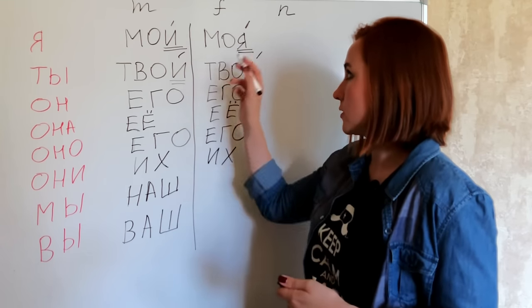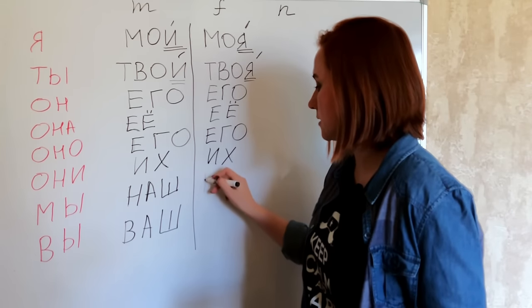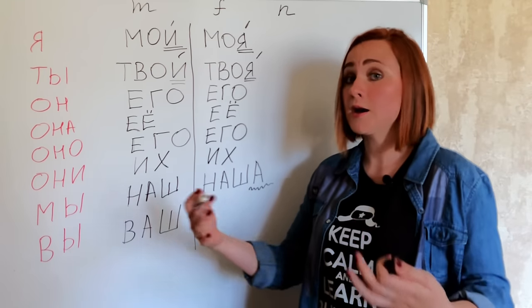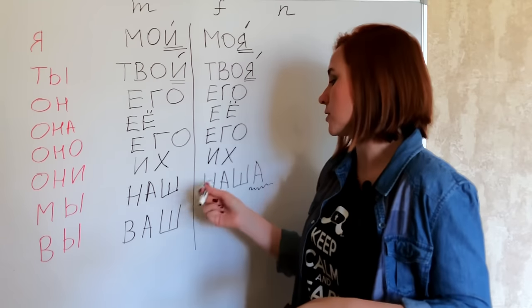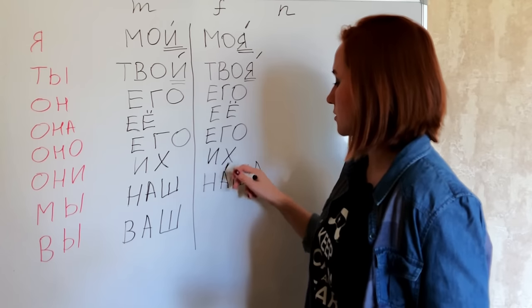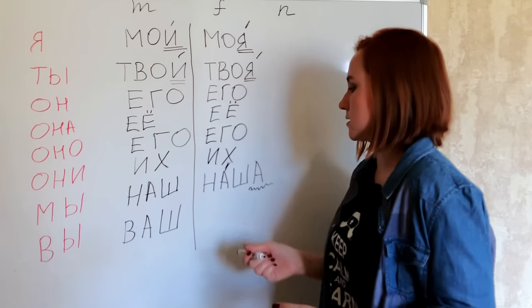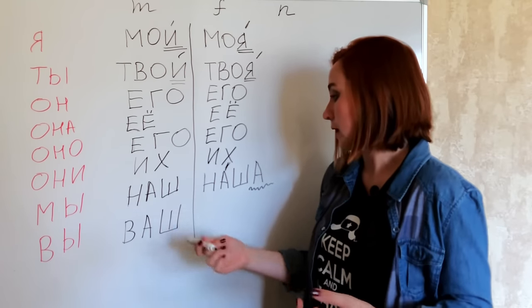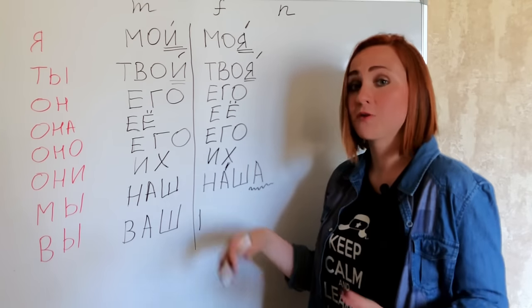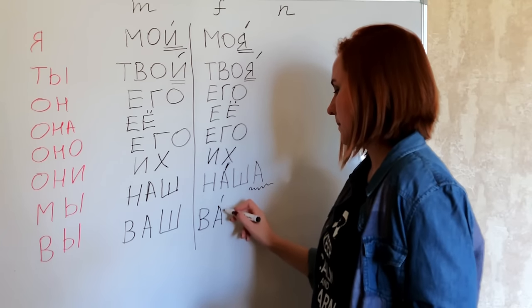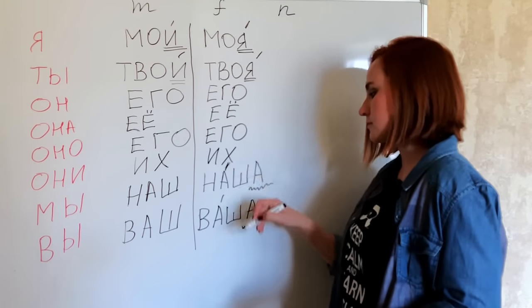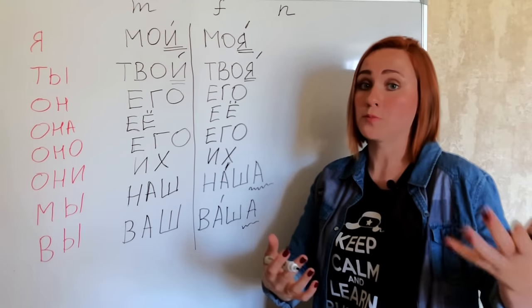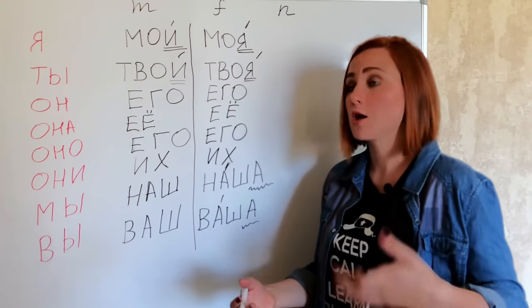And наш goes наша. Again, it's not that difficult to remember, because it's all feminine. Remember, а, я. Here the same rule. Наш masculine. Наша. But still, а in the ending. Наша книга. Our book. Our work, наша работа. Вы, guess what? Ваша, of course. Remember that я feminine. Ваша, your book, ваша книга, your work, ваша работа.